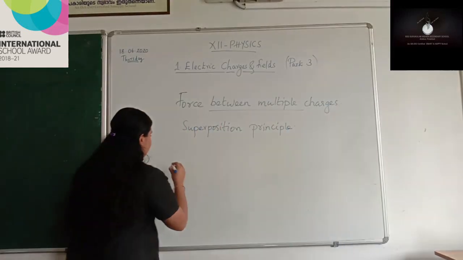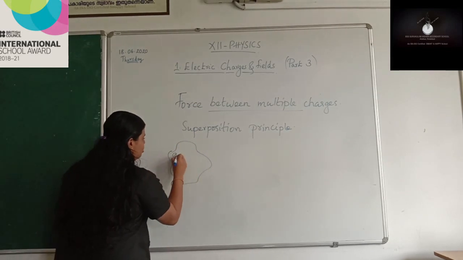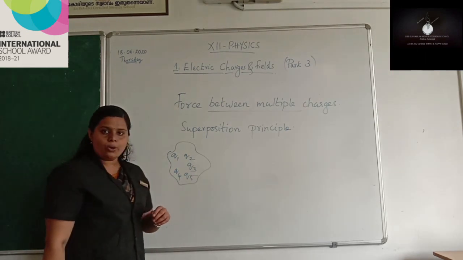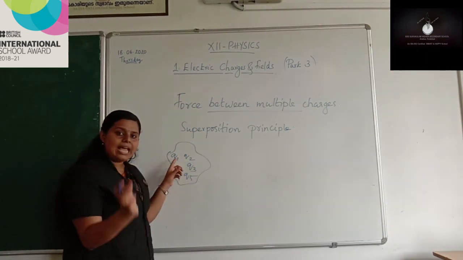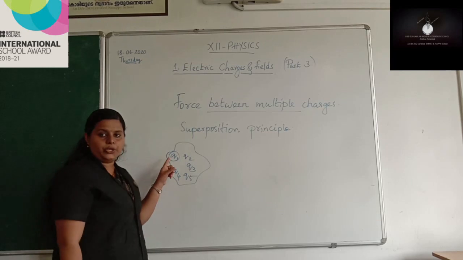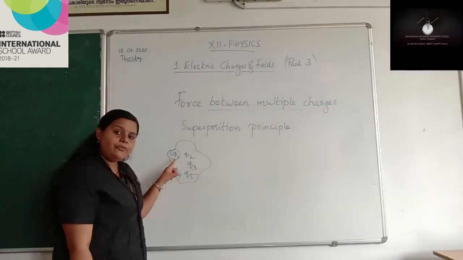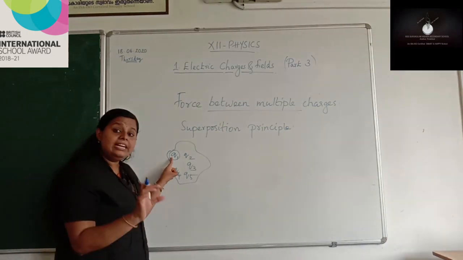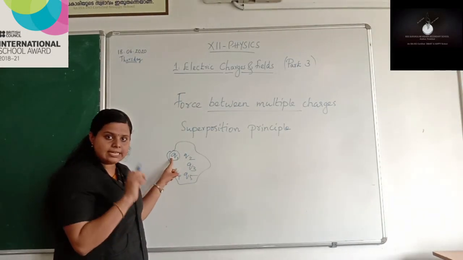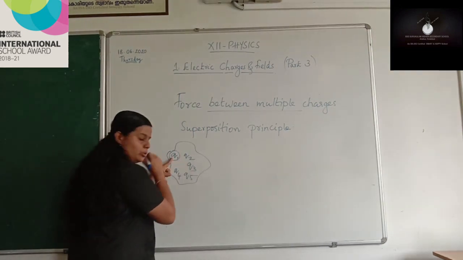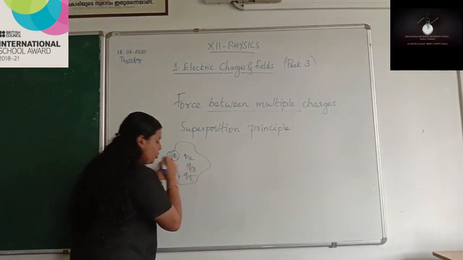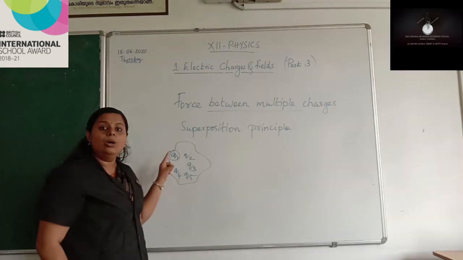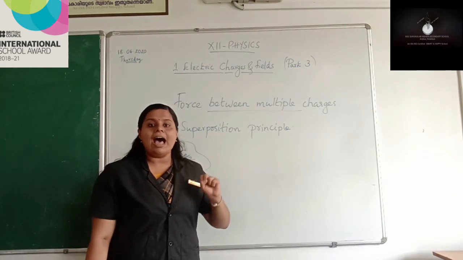See, for example, we have a system with charges Q1, Q2, Q3, Q4 and Q5. Now what about the total force acting on this point charge Q1? That is, the total force acting on the charge Q1 is equal to the vector sum of individual forces such as the force on Q1 due to Q2 plus the force on Q1 due to Q3 plus the force on Q1 due to Q4 and the force on Q1 due to Q5. So this is the idea.